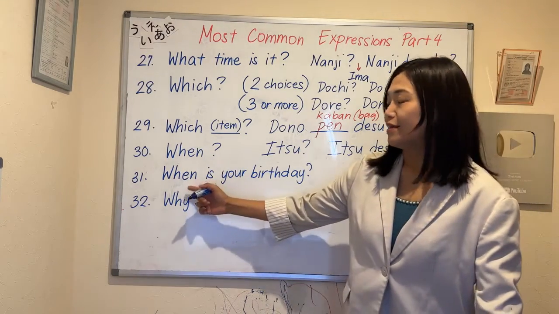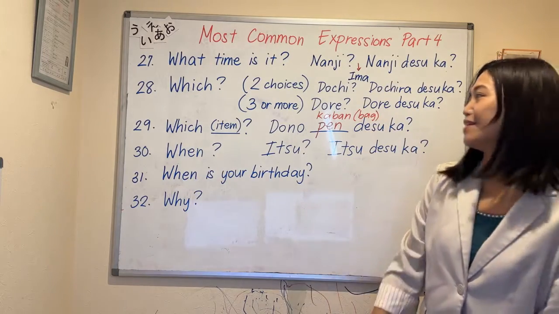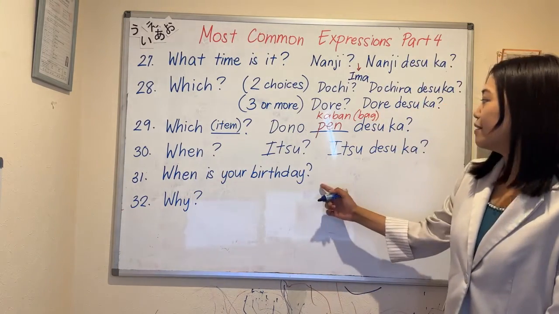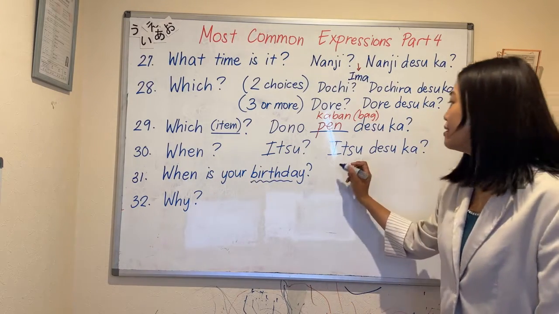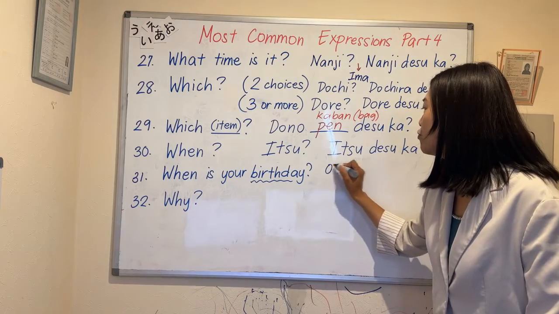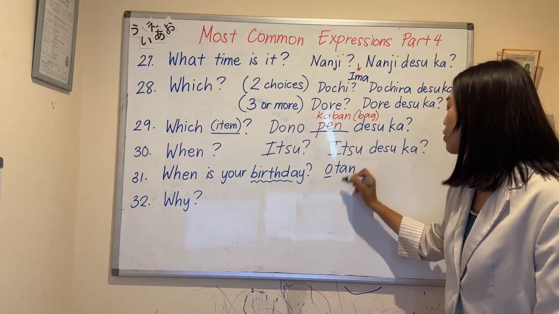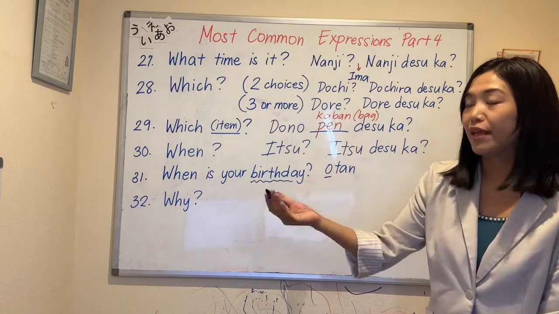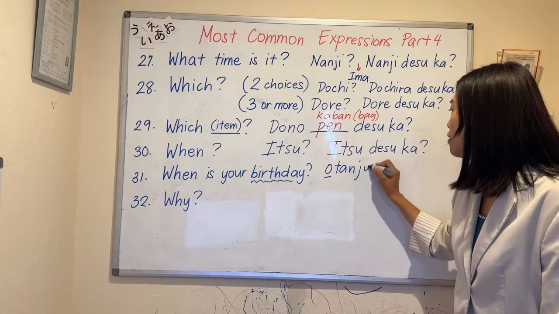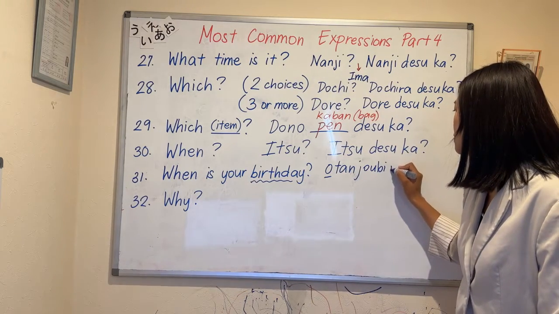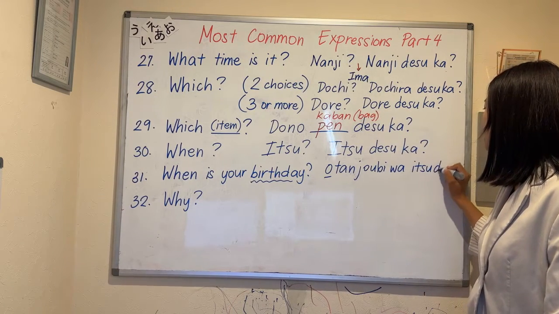Now, if you want to ask, when is your birthday? The word birthday is tanjoubi. And if you want to be polite, you add o in the beginning. So, it is your birthday, someone else's birthday, and you want to be polite. O tanjoubi wa itsu desu ka?